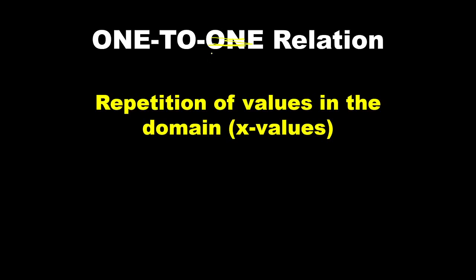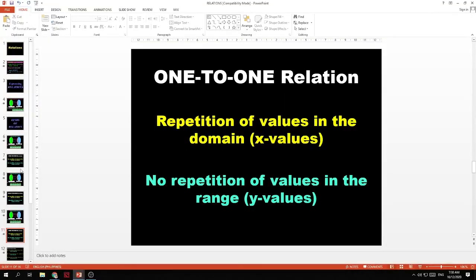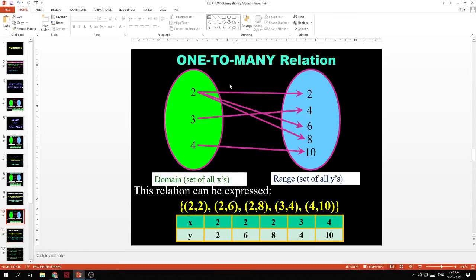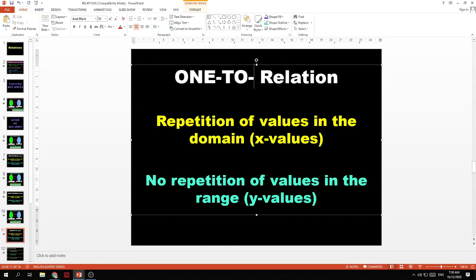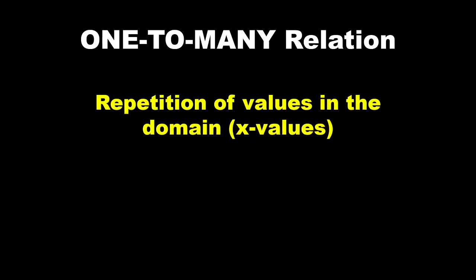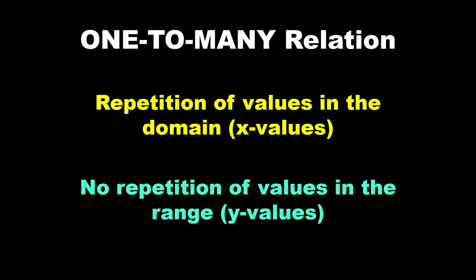I'm going to change this first. Yeah, this is 1 to many. I'm going to edit this first. Here you go. This is 1 to many. Let's go back here. So, 1 to many: repetition of the X values, the domain, is repeated. The range, no repetition at all.